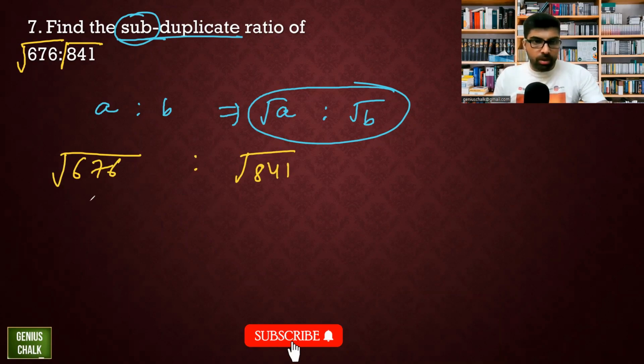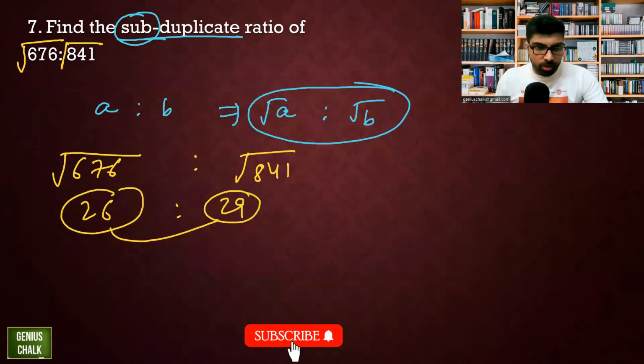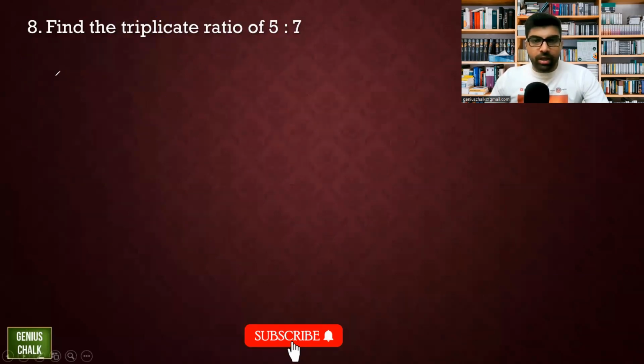So this will be how much? This is 26 and this is 29. So the answer will be 26:29. I hope this is clear. Next one, triplicate ratio. So what is the triplicate ratio? If I ask you what is the triplicate ratio of A:B, you will say it should be A³:B³.